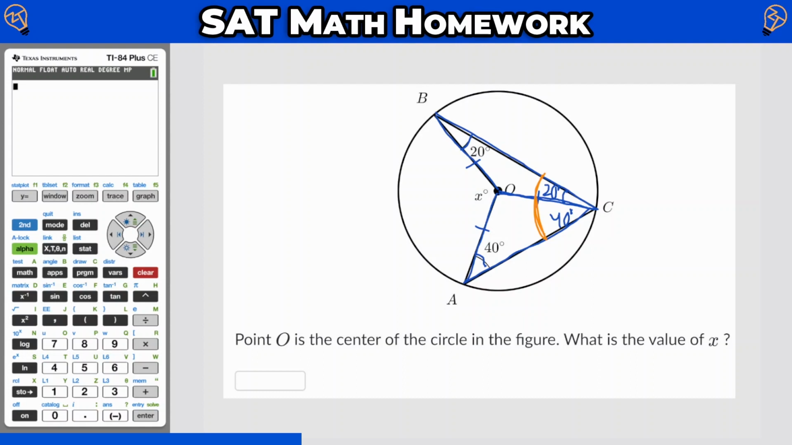Now an important distinction when it comes to angle relationships within a circle is the difference between a central angle and an inscribed angle. So let's do a quick comparison. If I had a central angle, whatever the measure is of that central angle, I'm using an easy 90 here, that's the same as the measure of the arc.